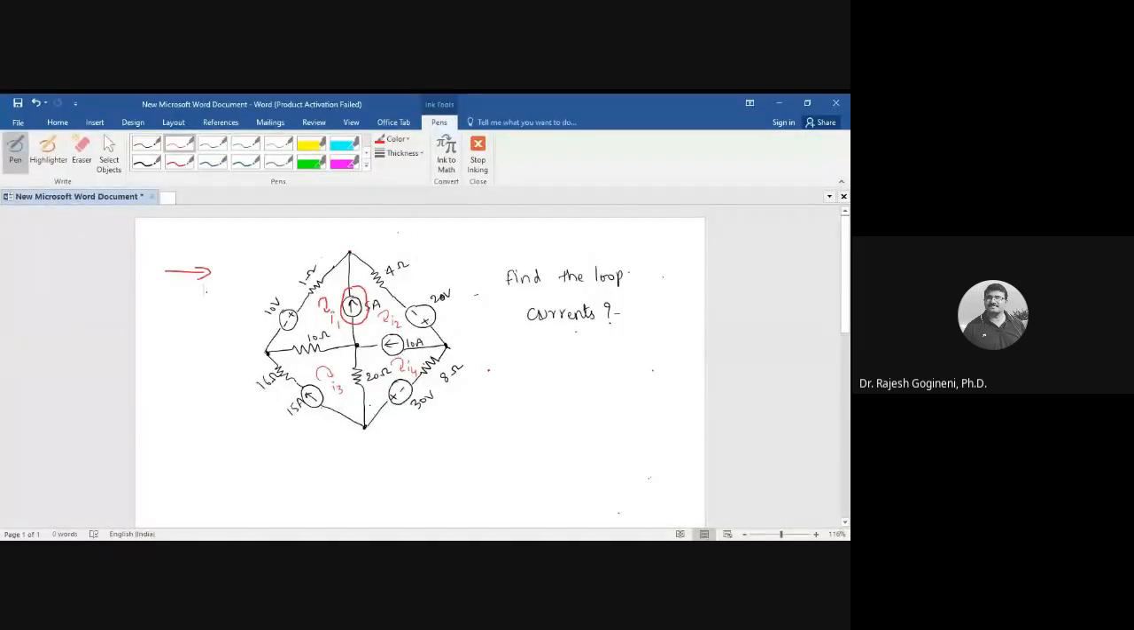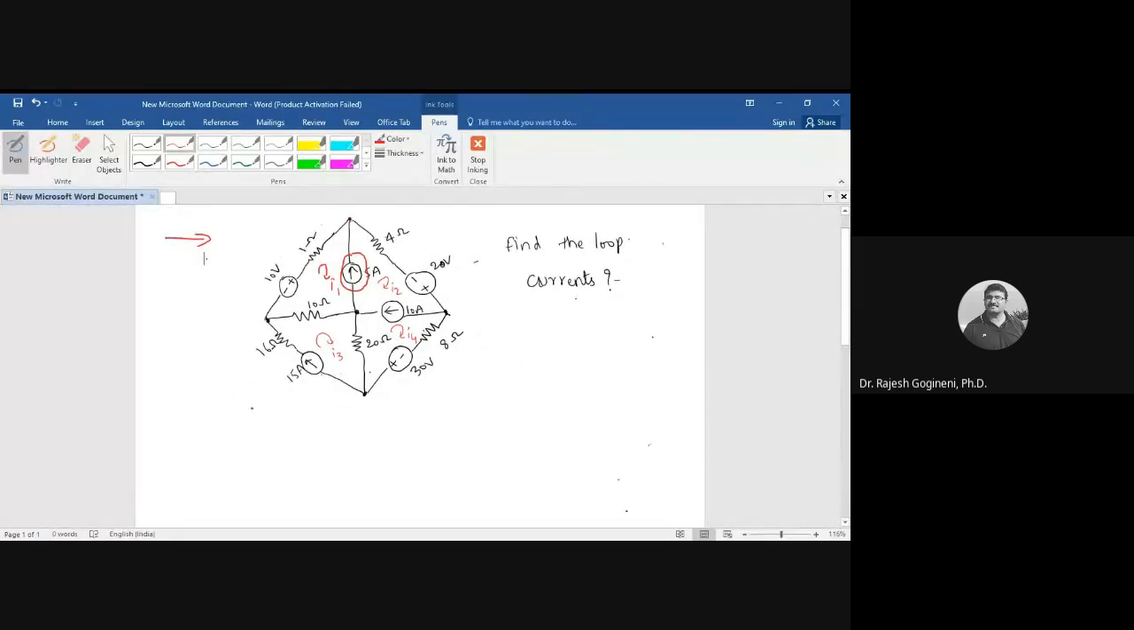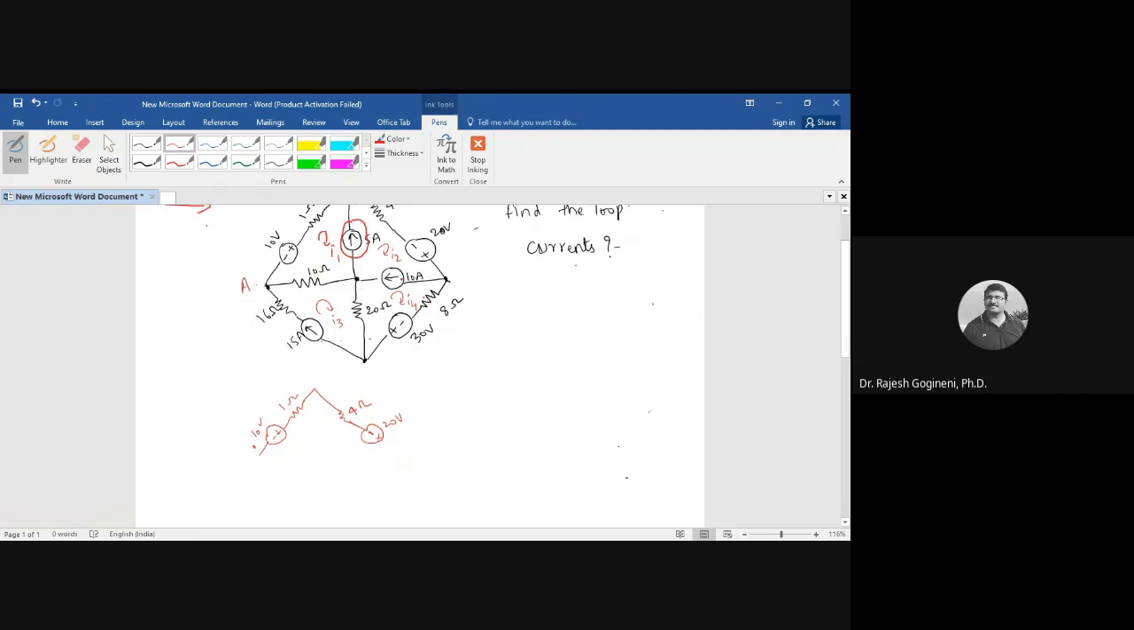So how many equations? See, there is a super mesh formed. If you start here, assume this is a point A, start with this node A: minus plus 10 volts, 1 ohm, 4 ohm, and there is a 20 volt source, because it is a super mesh, I1 and I2. Between I1 and I2 is a super mesh, and you can neglect 10 ampere also.